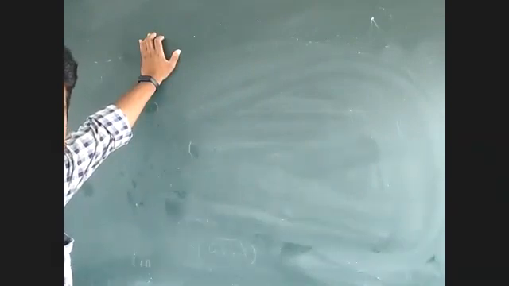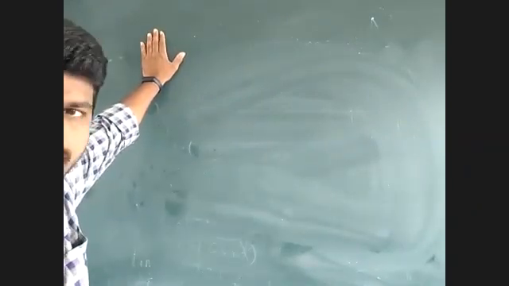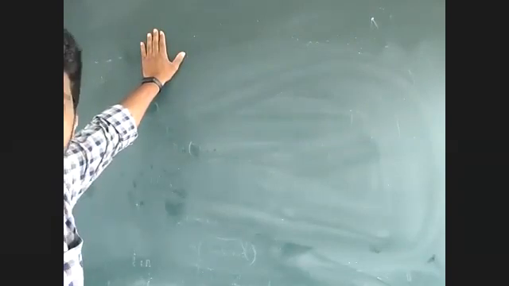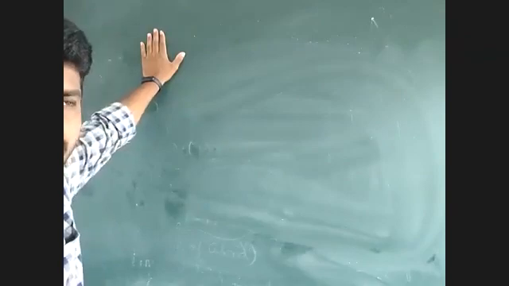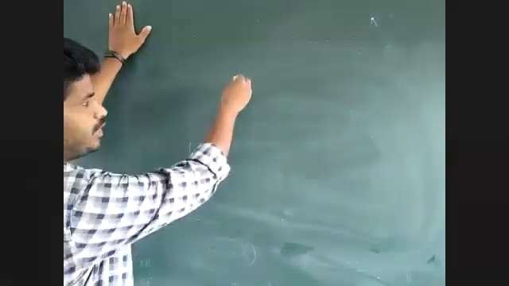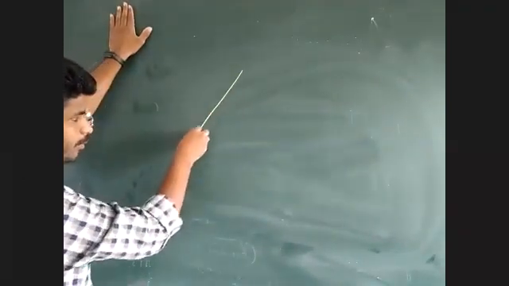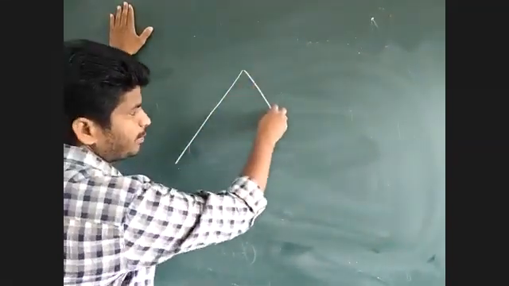So, look, the basic proportionality theorem. This basic proportionality theorem says that if a line is drawn parallel to any one side of a triangle, take one triangle ABC. For example, this is one triangle.